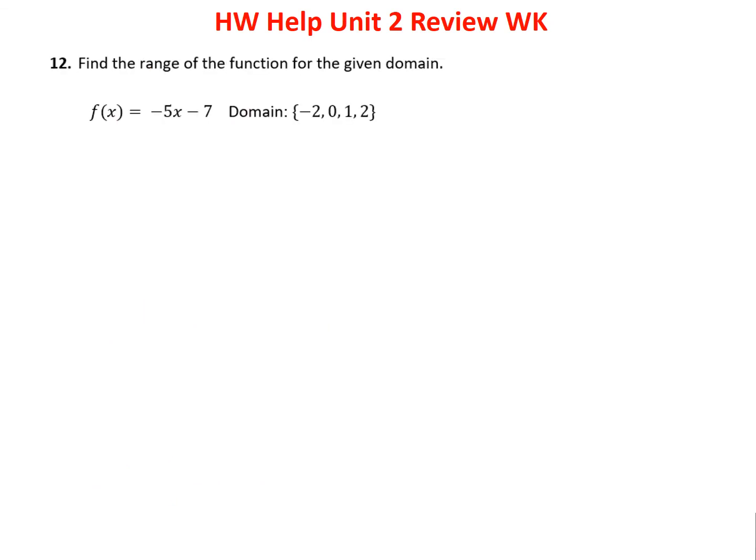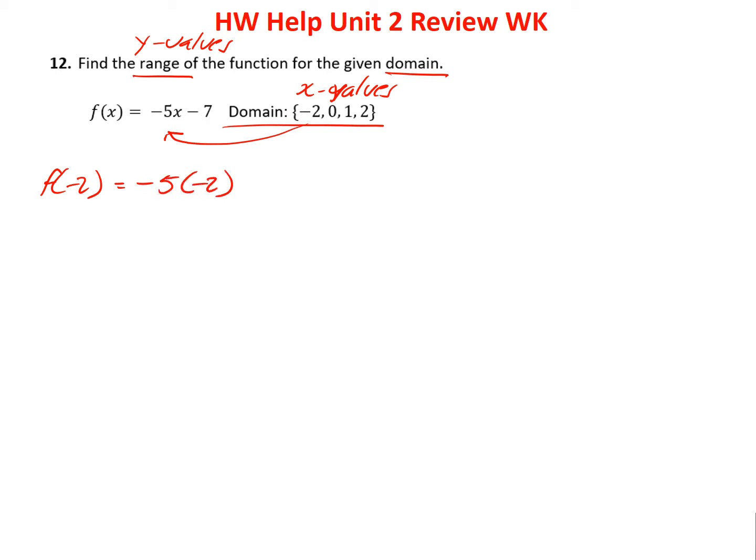Problem 7 says to find the range of the function for the given domain. The domain is here. That's our x values. It wants us to find our range, which is our y values. If you remember our video, the domain is the chickens in and the range is the chicken nuggets out. All we have to do is take each of these and plug them into here and find the value. So f of minus 2 is going to be minus 5 times minus 2 minus 7. Minus 5 times minus 2, and a negative times a negative is positive. So that's going to be 10 minus 7, or 3.